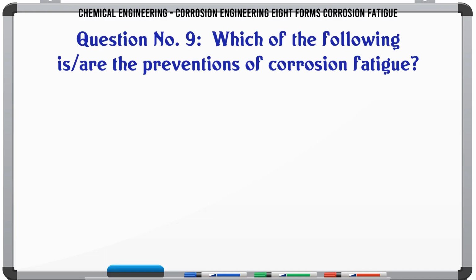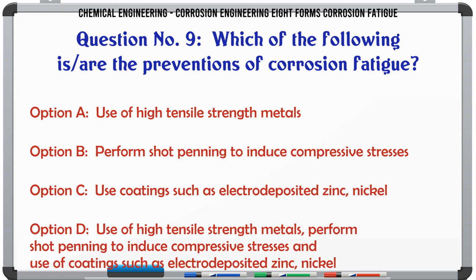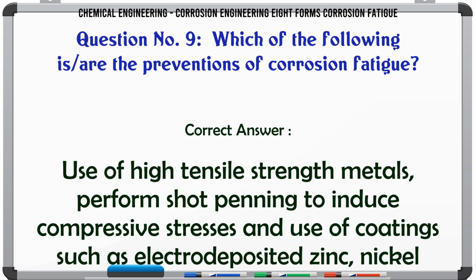Which of the following are the preventions of corrosion fatigue? A. Use of high tensile strength metals. B. Perform shot peening to induce compressive stresses. C. Use coatings such as electrodeposited zinc nickel. D. Use of high tensile strength metals, perform shot peening to induce compressive stresses and use of coatings such as electrodeposited zinc nickel. The correct answer is use of high tensile strength metals, perform shot peening to induce compressive stresses and use of coatings such as electrodeposited zinc nickel.